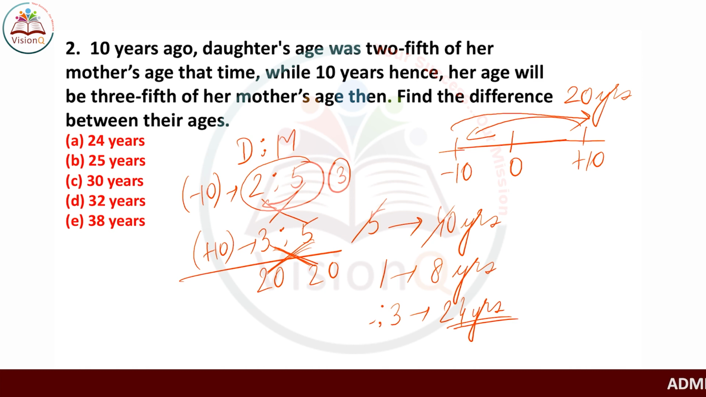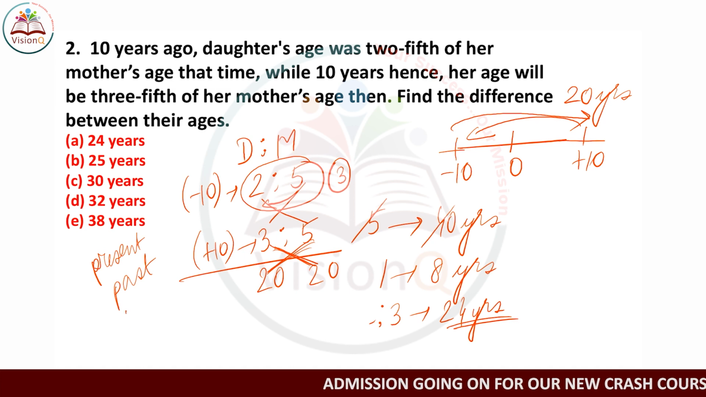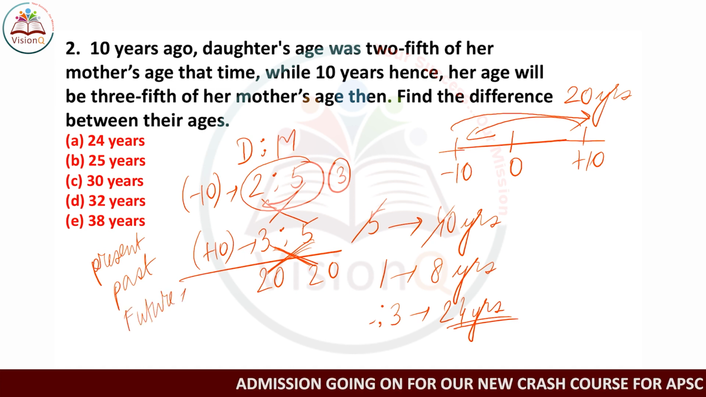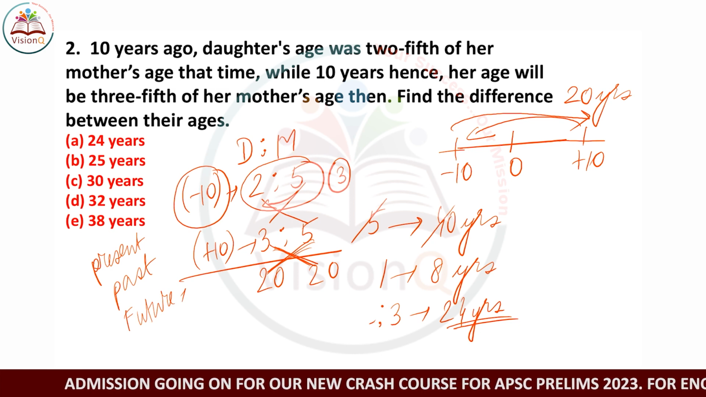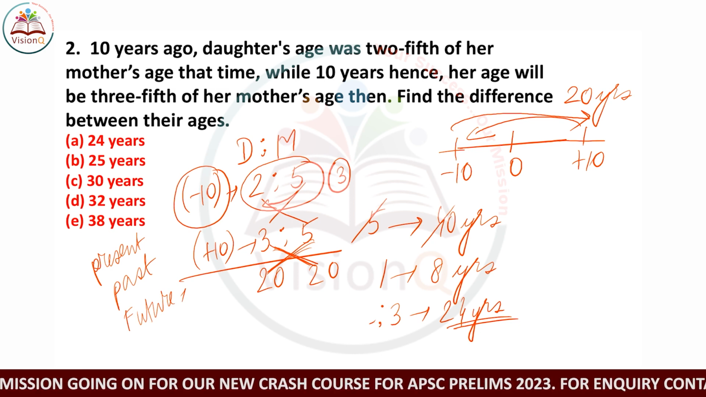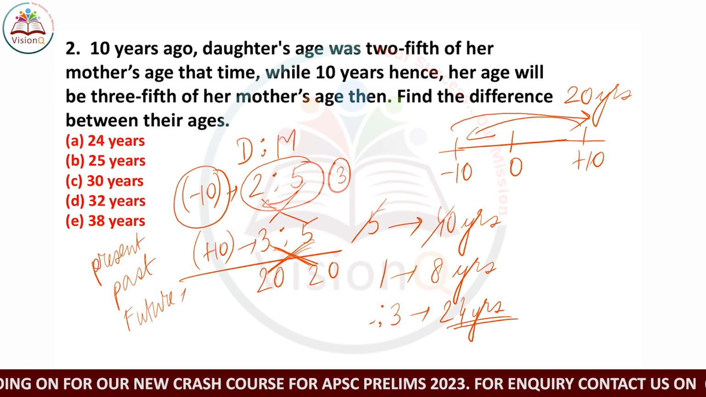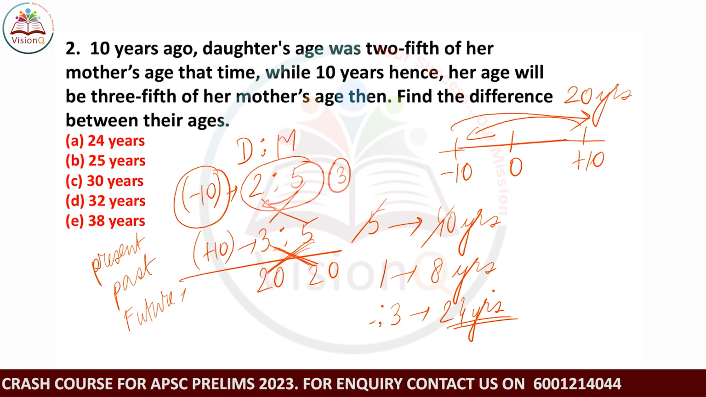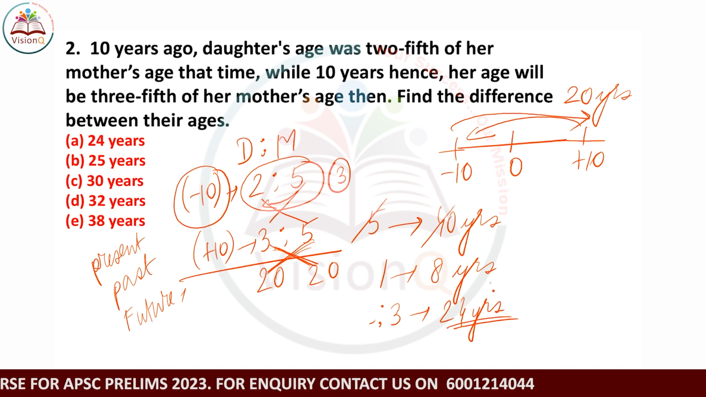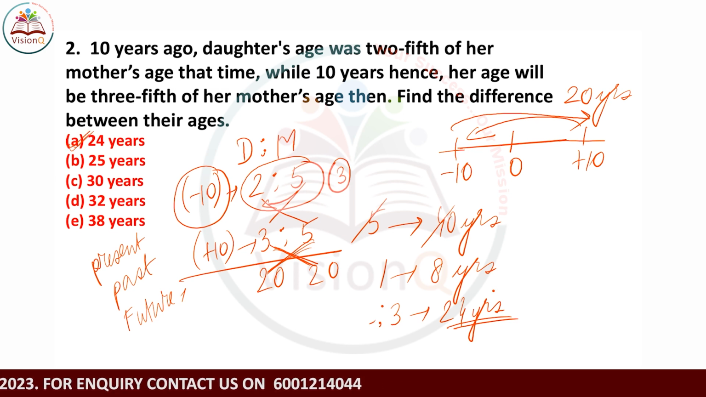Okay, so this was example number 2. The difference will be the same in the present, in the past or in the future. Now this difference was when? Before 10 years. So we know the difference is the same. I discussed it just before, isn't it? The difference will always be the same in the present, in the past or in the future. So this difference will always be 24 years, maybe in the present, maybe in the past or maybe in the future. The right answer of this question, example number 2, is option A, 24 years.